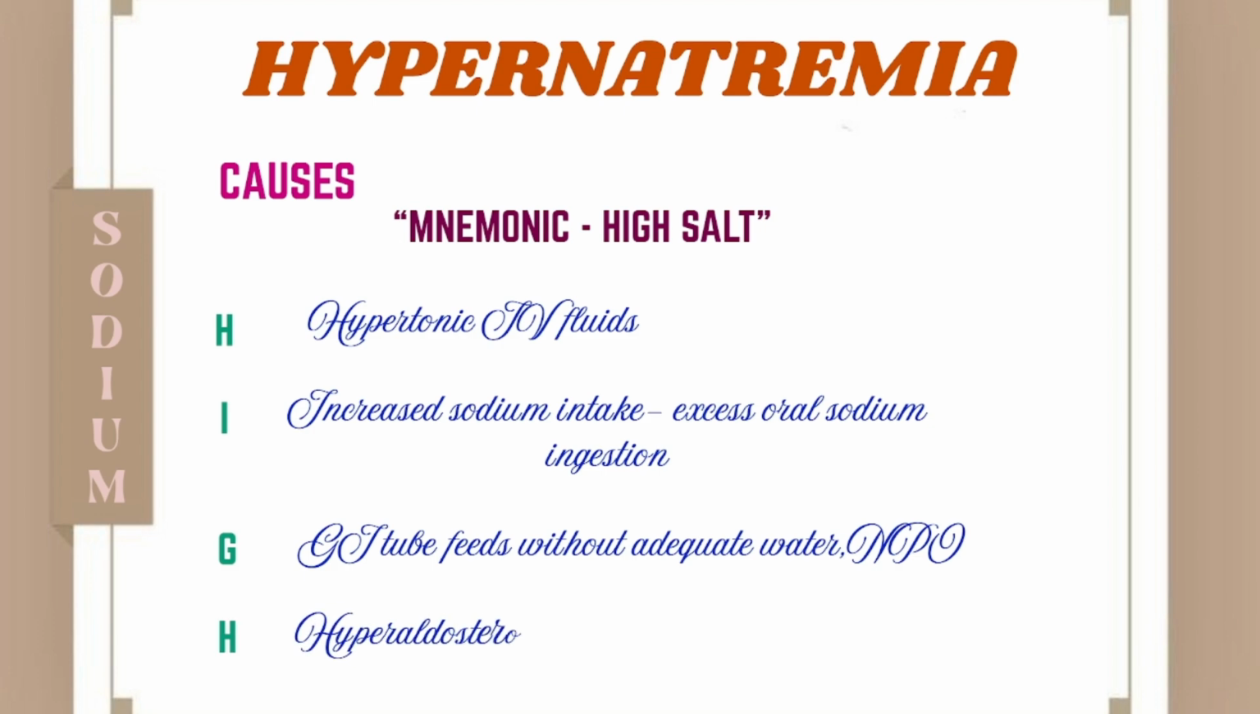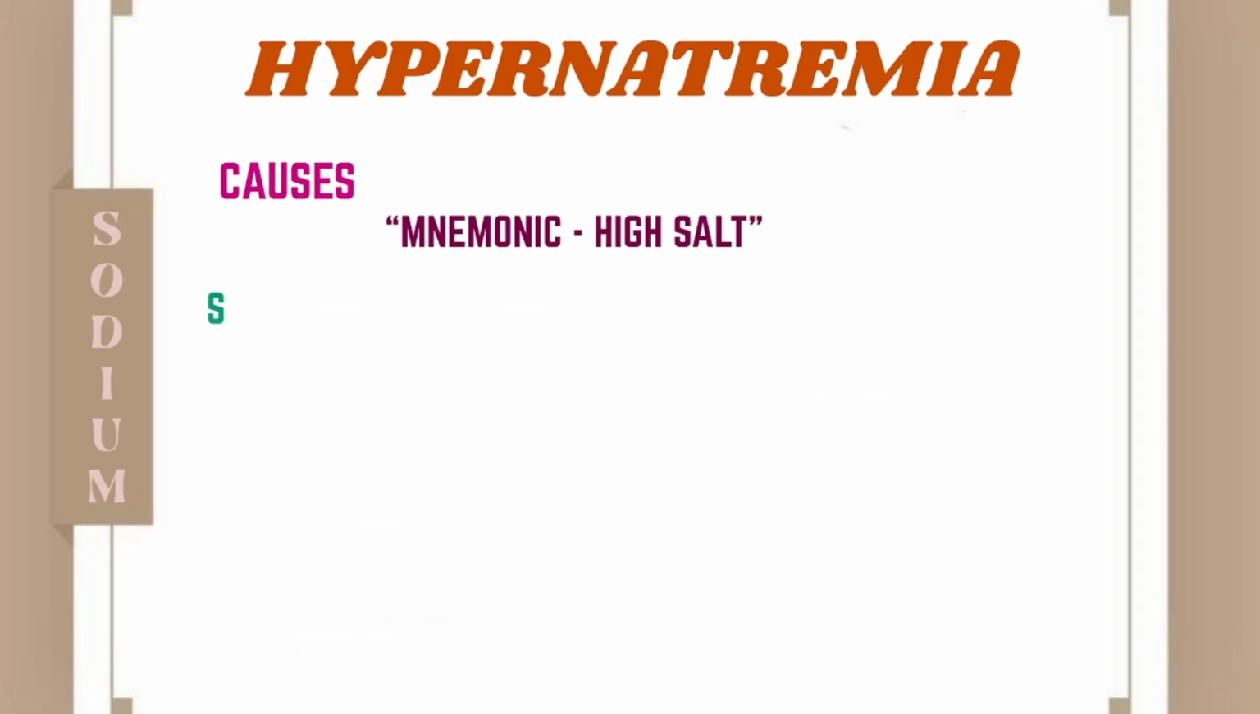H stands for hyperaldosteronism. If there is excess aldosterone, we know that aldosterone causes sodium retention. So if there is excess aldosterone, then more sodium is retained in the body, and that can be a cause of hypernatremia.